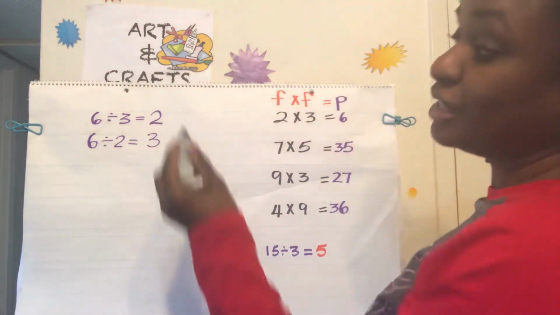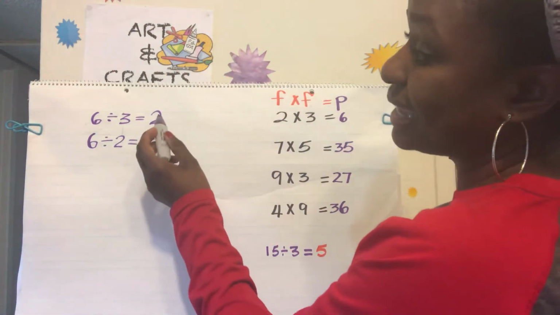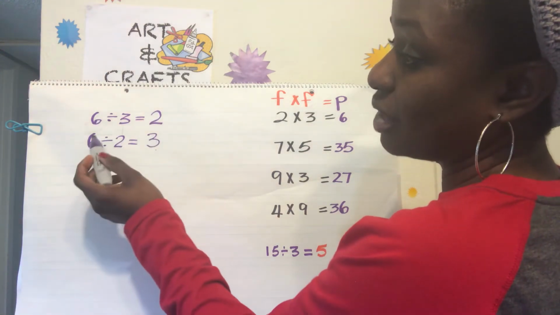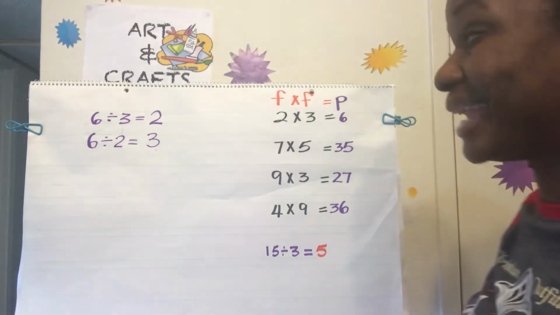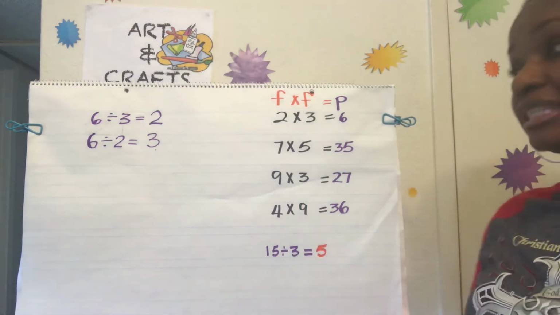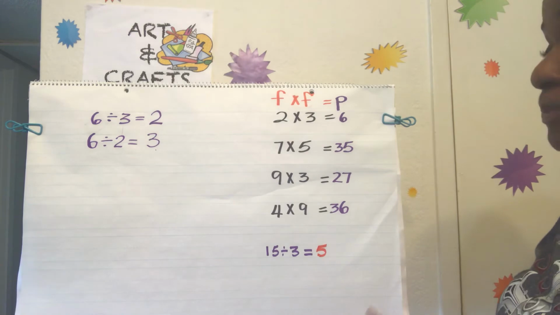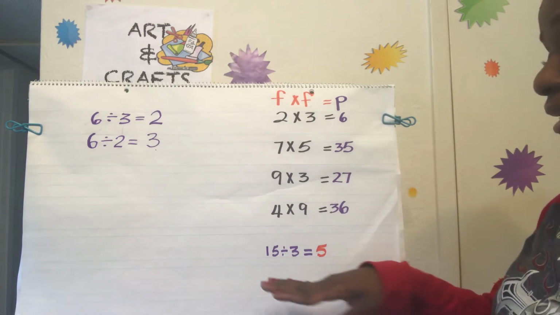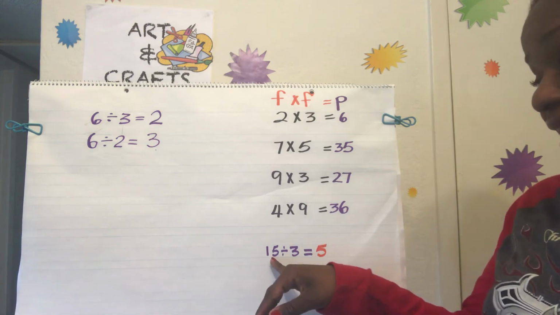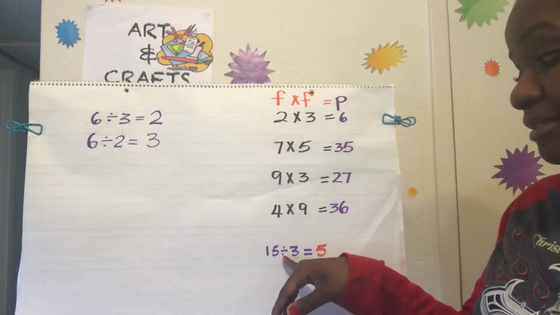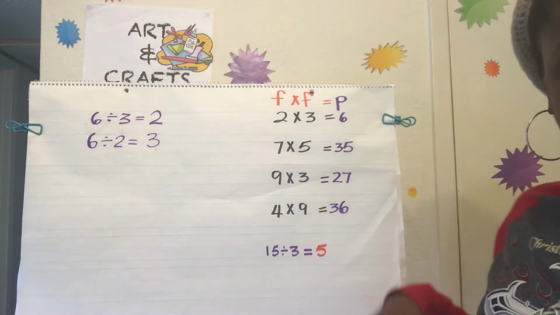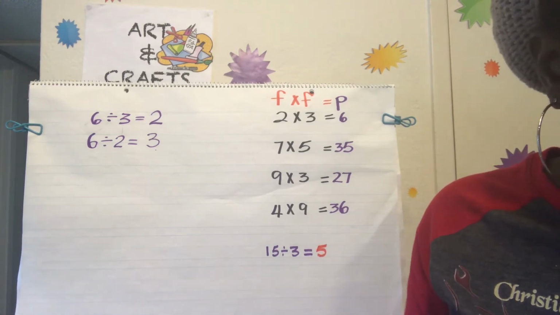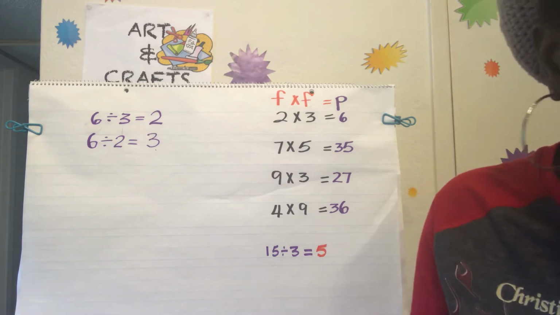See? So 2 and 3 can be divided, can go into 6. 3 can also go into 6 without leaving a remainder. So I want you to get that part in your brains. Okay? And we can see how division works. And down here, we can see that 15 divided by 3 equals 5. So it's the same idea. I'm going to go ahead and do that. Let's see if we can do that one quickly.